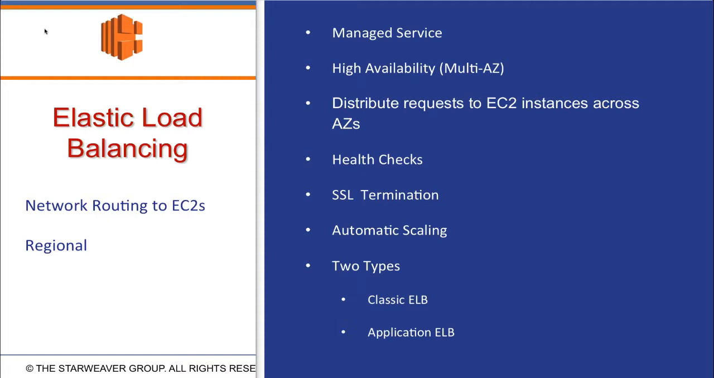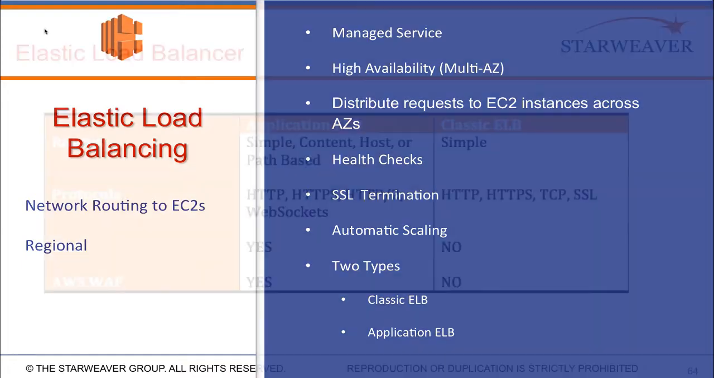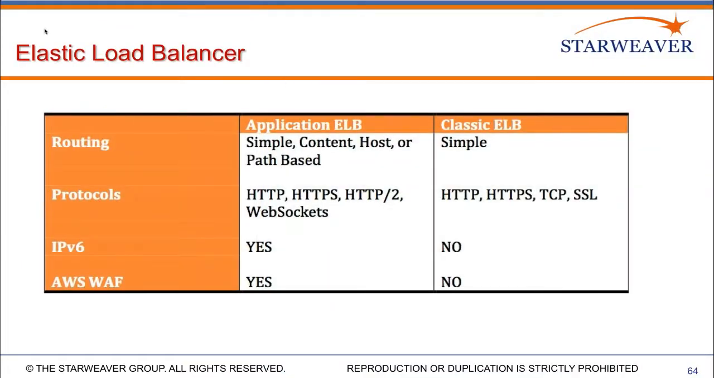All right, and there are 2 types of ELBs, the ones that we've had for years, that is now called classic ELB, and then there is a layer 7 ELB known as an application ELB. Okay, so here's the differences between the 2.